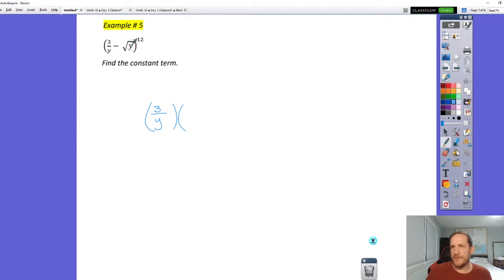We know we'll have a root y. Root y is y to the 1/2. Okay, great. So we know this is technically a negative power. This is a half. So we want the power here to be twice as big as the power here. Then the y's will cancel. Don't forget we need a binomial coefficient over here as well.